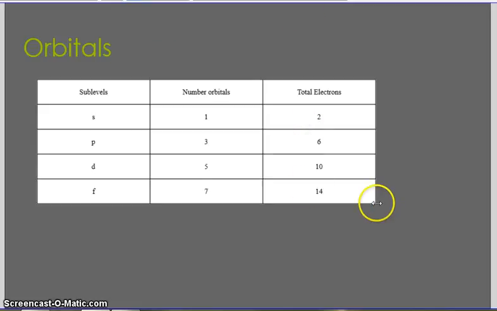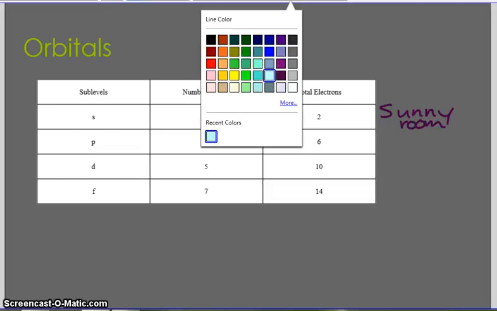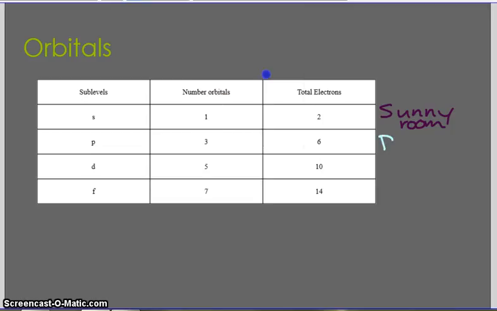So when we take a look at this diagram, we are able to see that for each sublevel, there's a certain number of orbitals that holds a certain number of electrons. So think of sublevel S like the sunny room. There was 1 bunk bed that could hold 2 electrons. The P sublevel was like the pink room. The orbitals are like the beds themselves, the bunk beds that can each hold 2 electrons.